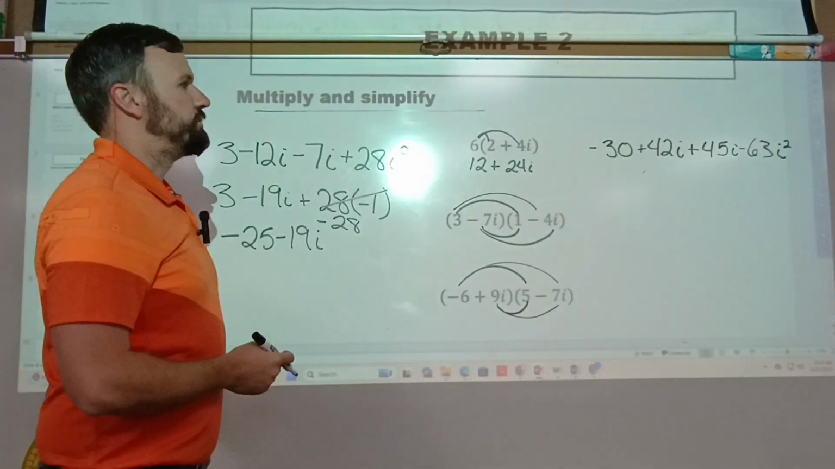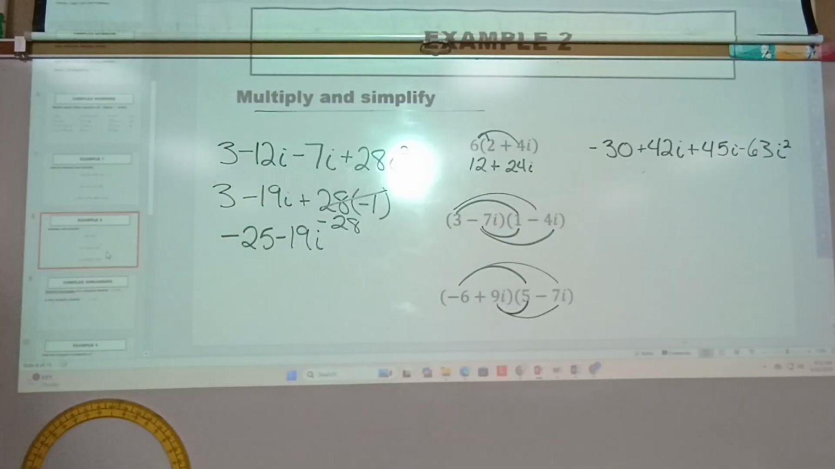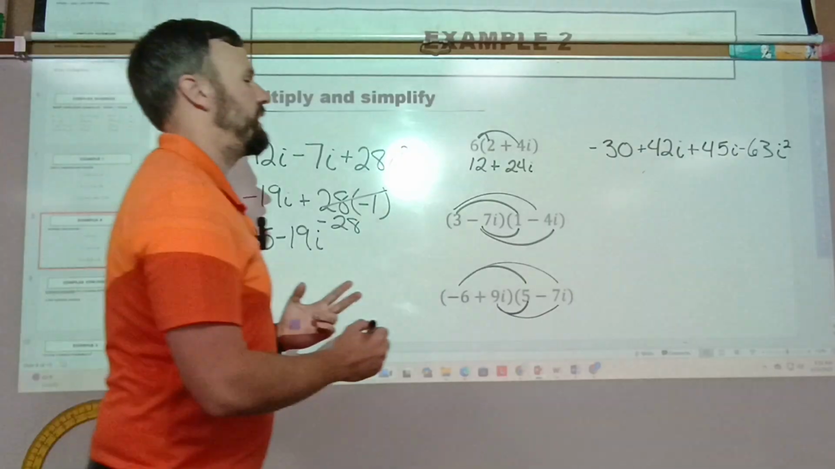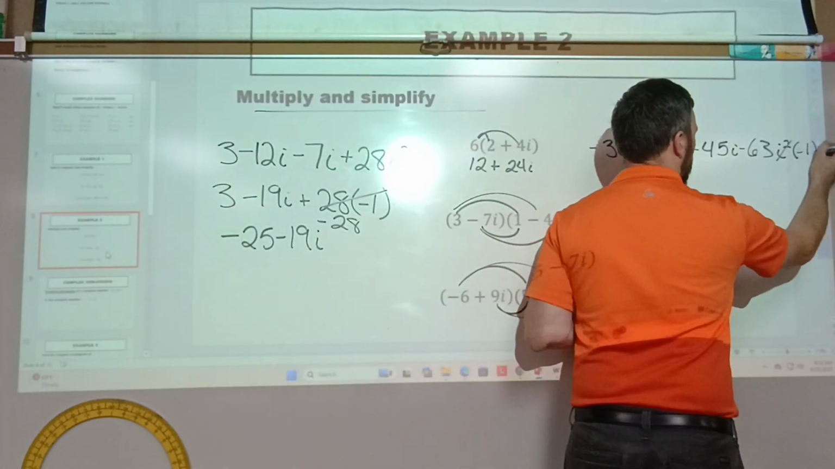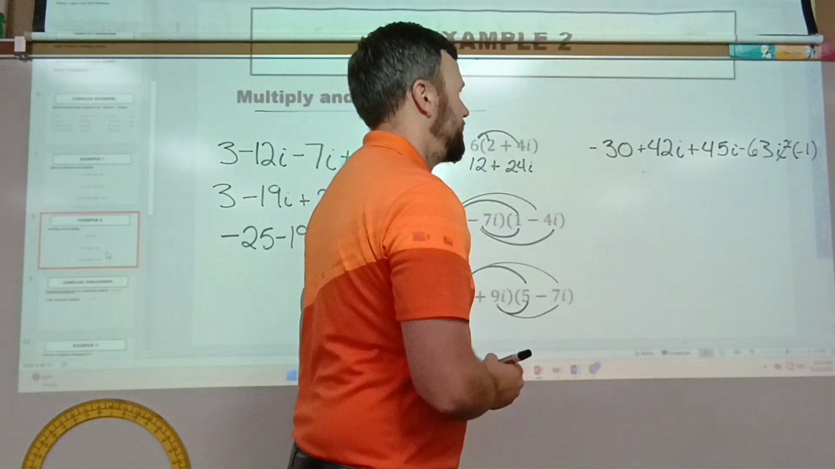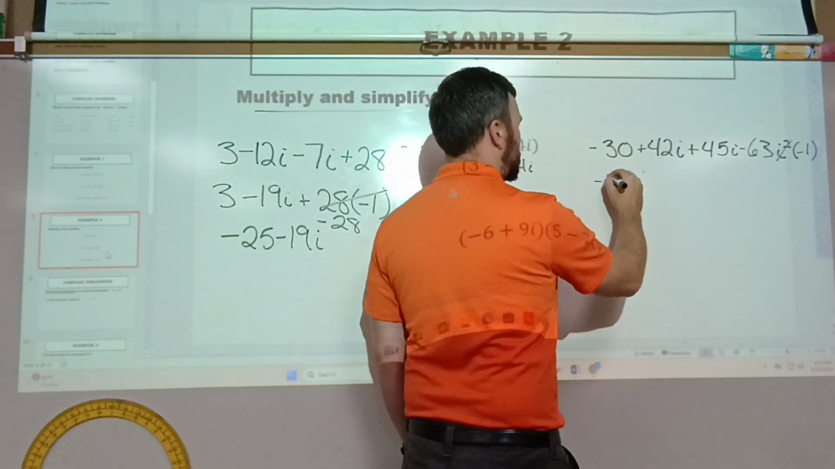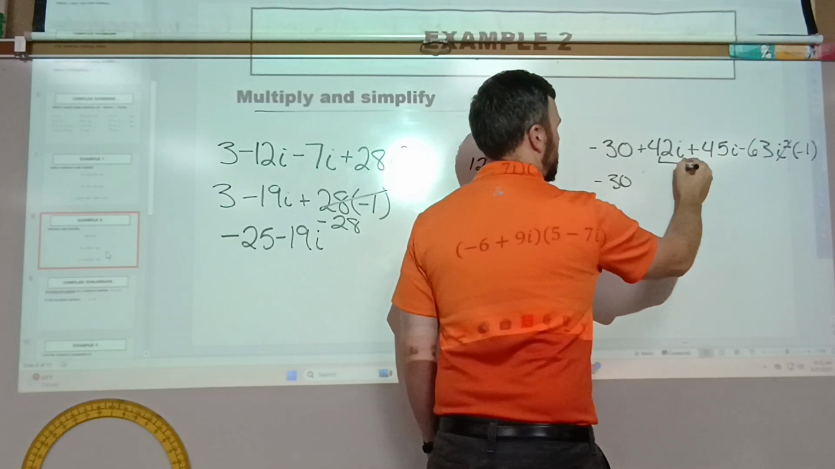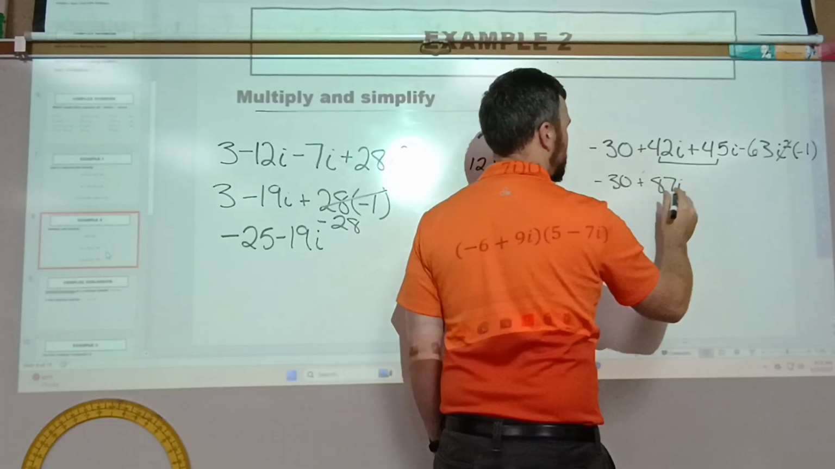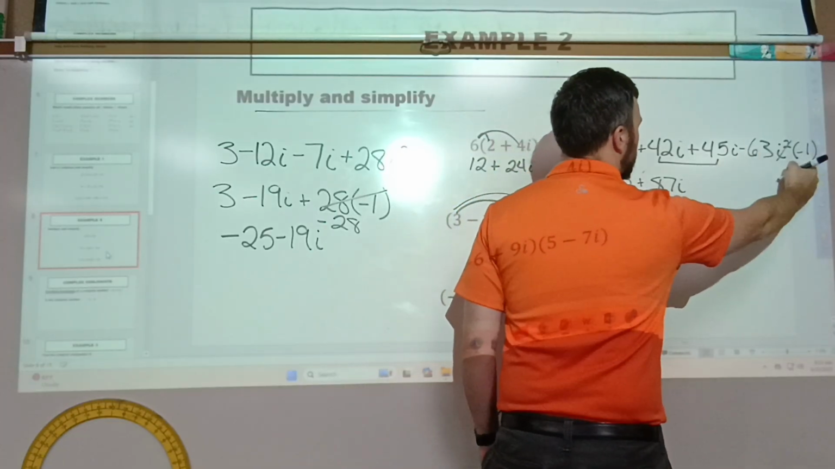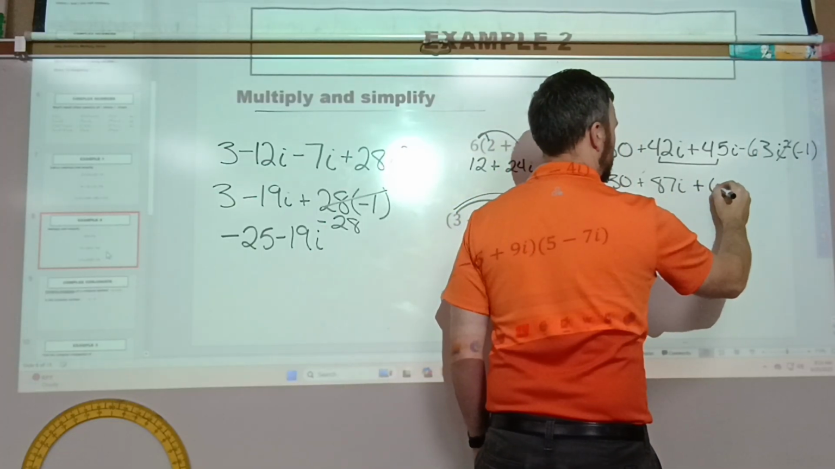All right. So what's my second thing I told you guys to keep in the back of your head? i squared is actually negative 1, right? So if I rewrite this, I could do negative 30, what's that? Plus 87i. What's a negative times a negative? Positive.